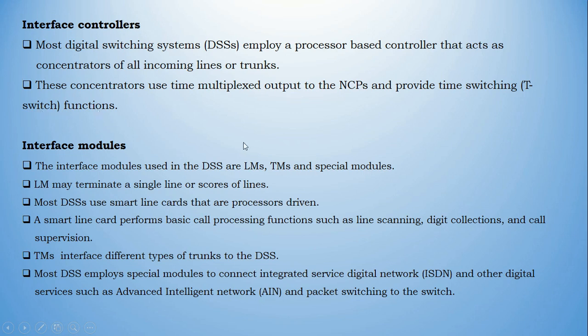Usually in the interface controller you'll have two different types of switch: one is the time switch and the other is the space switch. You are going to study these types of switches in module 4. Most of the interface modules use time switching, and NCP is always called a TST switch. That means between two time switches you use a space switch. Most digital switching system processors use this IC, which is the concentrator for incoming lines.